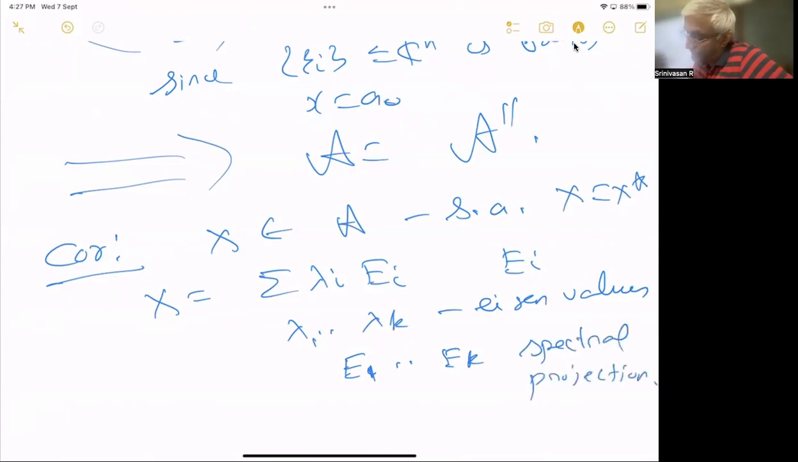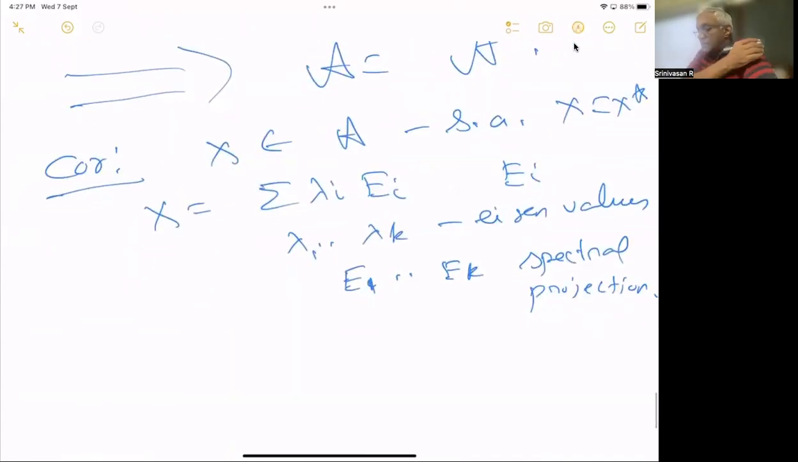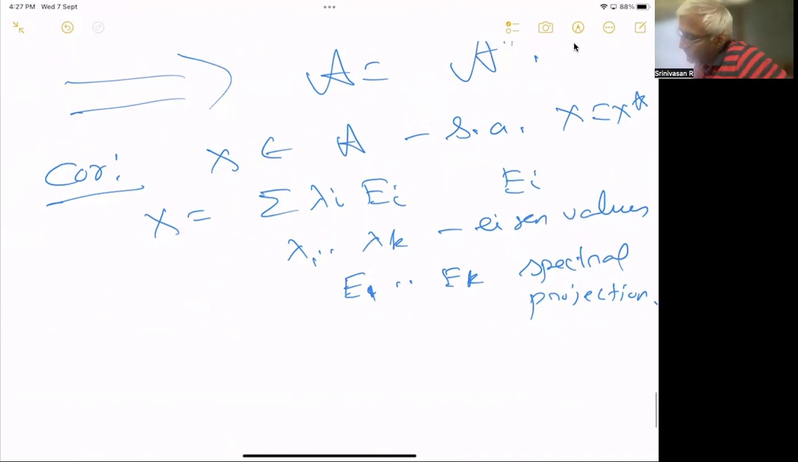Is this how you define spectral projections? Yes, this is what they are; they are called spectral projections. The projections onto the eigenspaces are the spectral projections.